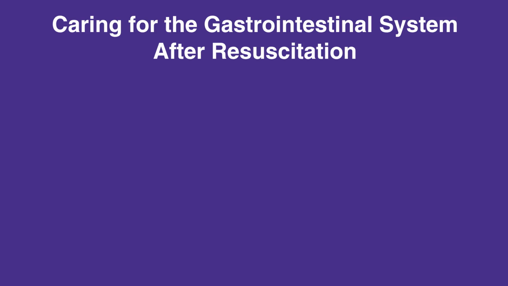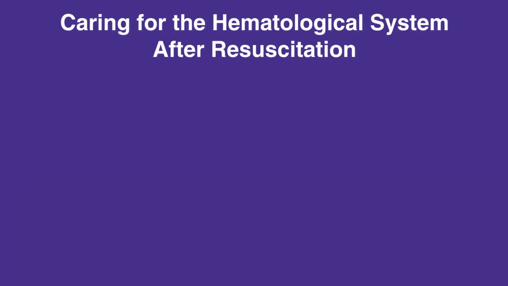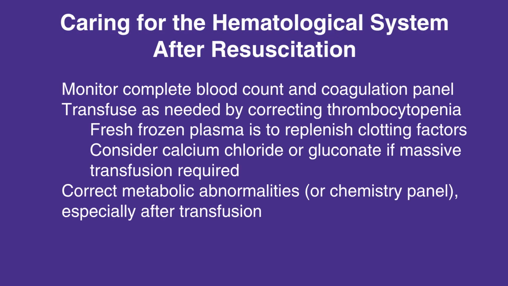Monitor nasogastric or NG and orogastric or OG tube for patency and residuals. Perform a thorough abdominal exam. Tense abdomen may indicate bowel perforation or hemorrhage. Consider abdominal ultrasound and/or abdominal CT. Perform routine blood chemistries including liver panel, arterial blood gas or ABG, and correct acid or base disturbances. Be vigilant for bleeding into the bowel, especially after hemorrhagic shock. When caring for the hematological system after resuscitation, follow this checklist.